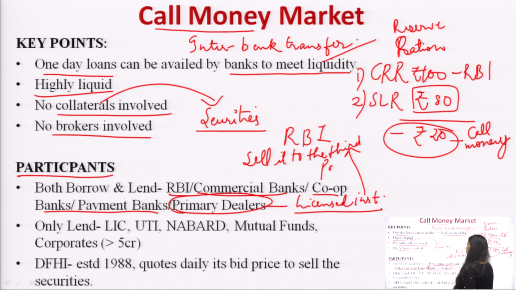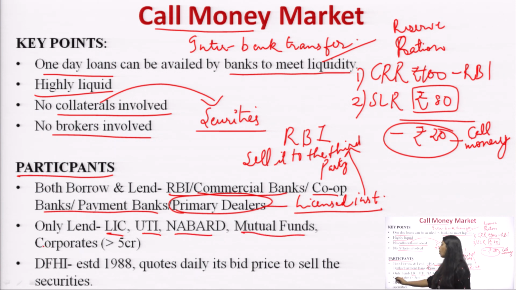Now, moving forward, people who can only lend, who cannot borrow. So, you have LIC, UTI, NABARD, mutual funds, and any corporate house whose turnover is more than 5 crores can lend the money to the banks, the people who can borrow. Then you have DFHI, Discount and Finance House of India.